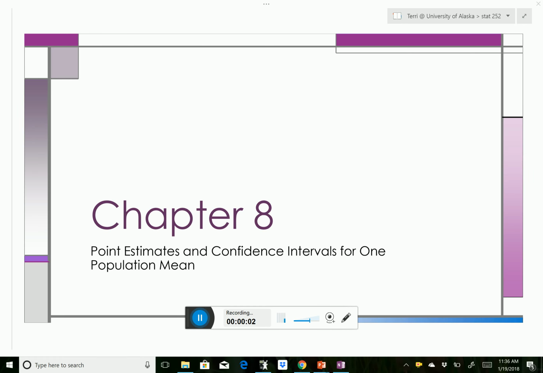So we've reached chapter 8, and this chapter really begins our first entry into true inferential statistics. Because what we're going to be doing from here on out is we have a population with some mean, and we don't know what that mean is. And it's something that's very difficult, very costly, or impossible to find out what the mean is. So we're going to be using samples and sample means in order to find that out.